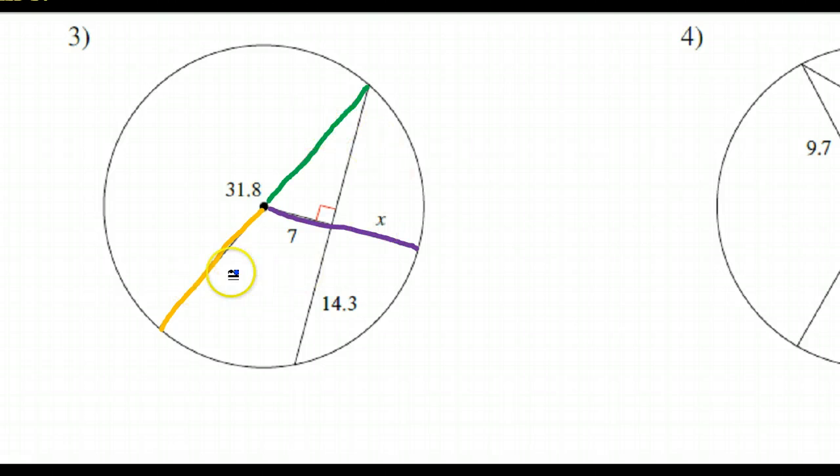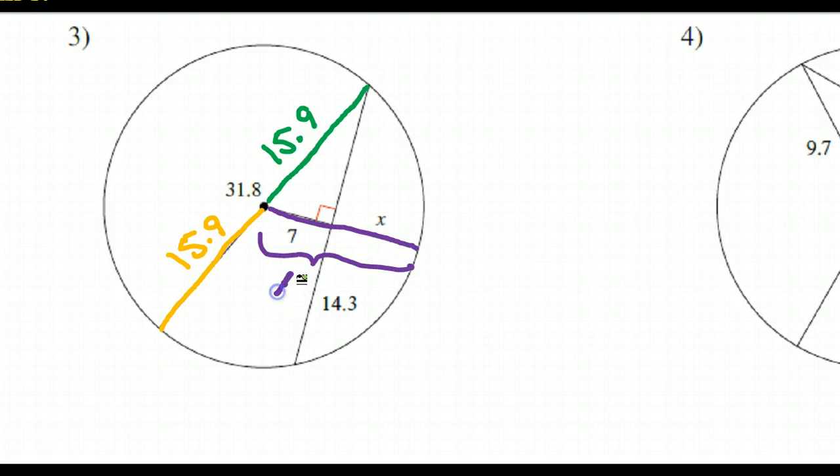So it will be useful to know what the radius is, because that's going to give us all 3 of these. Now this 31.8 is the length of the diameter. So let's go ahead and divide that by 2 and we will know the radius. All right, that turns out to be 15.9. So that means this is 15.9. That means this is 15.9. And that also means that this is 15.9, from there to there. Okay, because those are all radii.